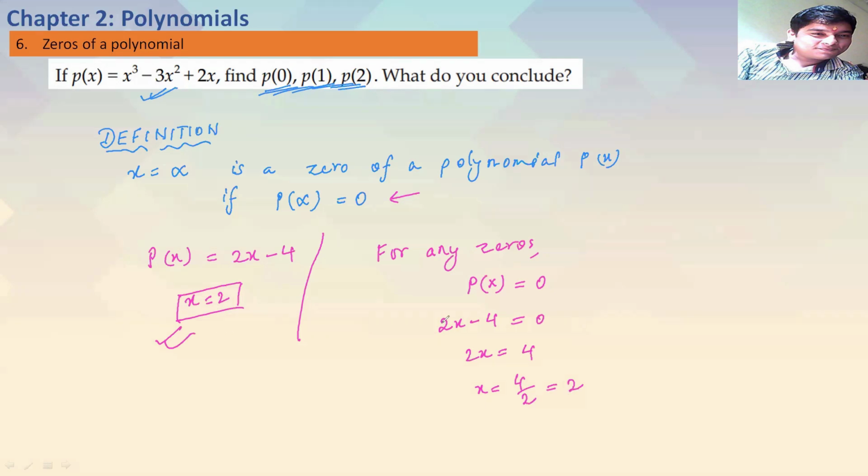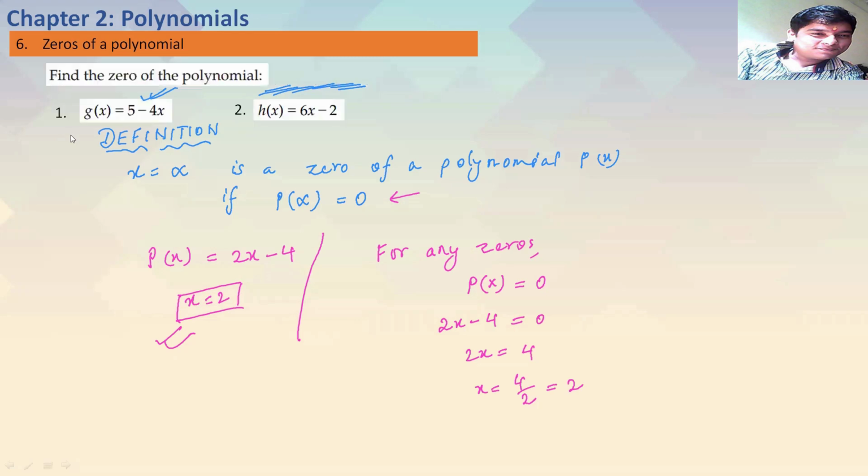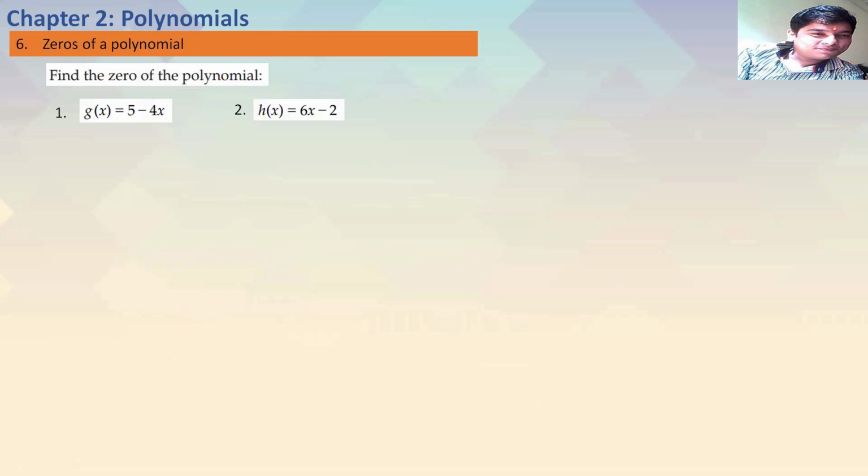Fantastic, Ankita, wonderful. So you are aware of zeros. Very important, okay? When we go into the factor theorem and factorization of polynomials, we would need the concept of zeros. Okay, let's do a few questions on this. Get it done. What are the zeros of these two polynomials? Use the method I just explained to find out the zeros.